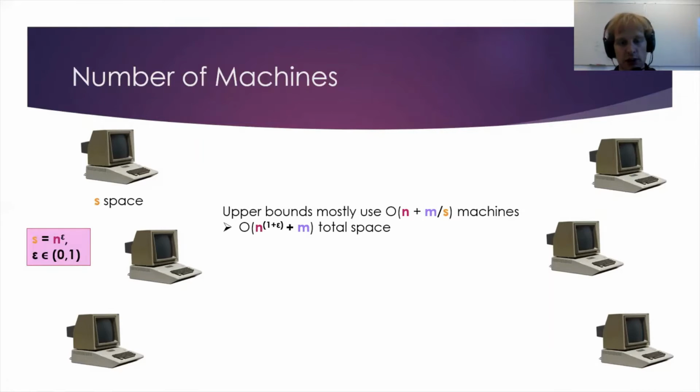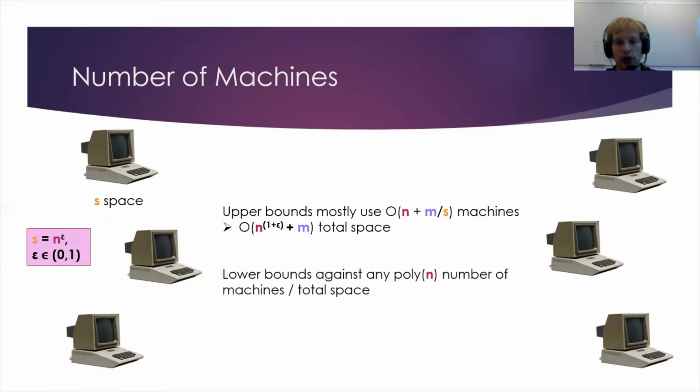For the lower bounds that we're going to be talking about, they're against algorithms that use any polynomial number of machines. So even ones that use quite large amounts of total space, as long as it's polynomial. This is the strongest case for both upper and lower bounds.